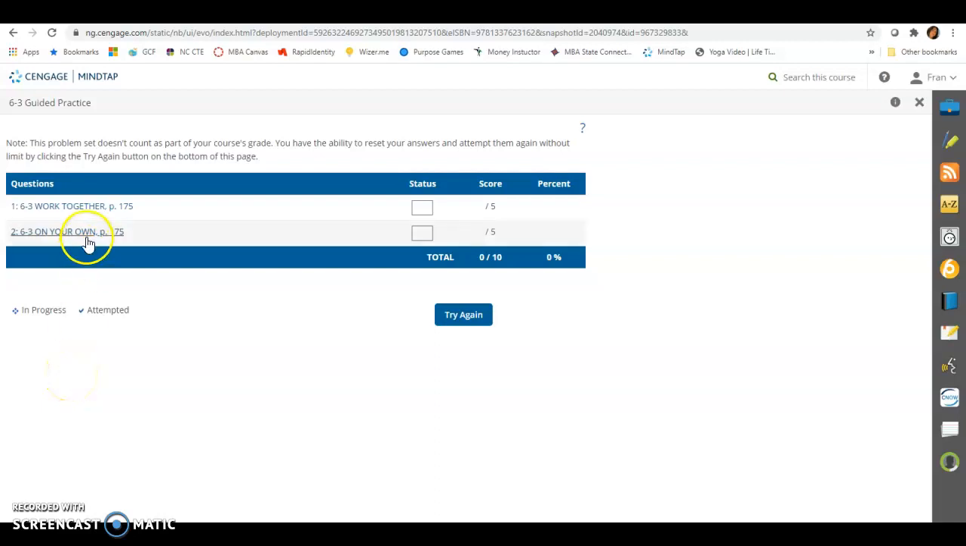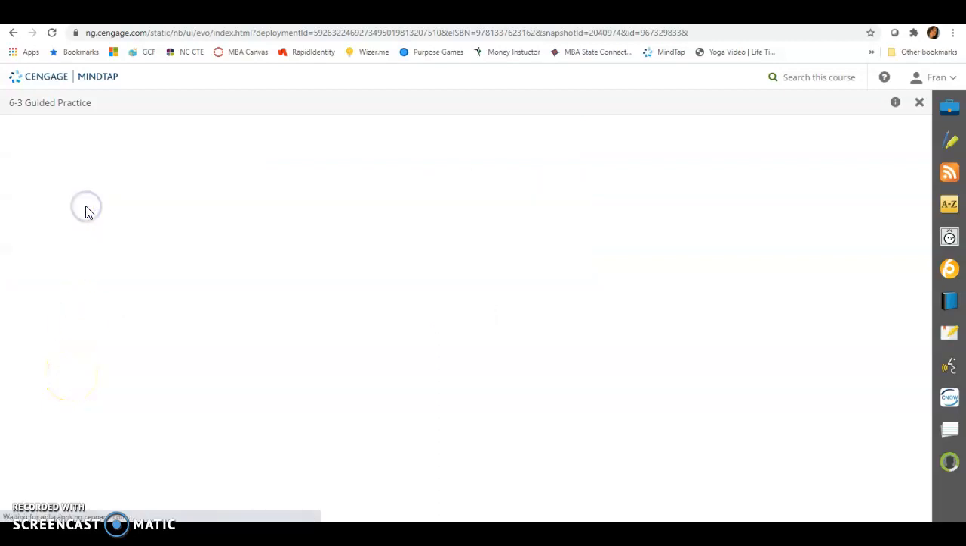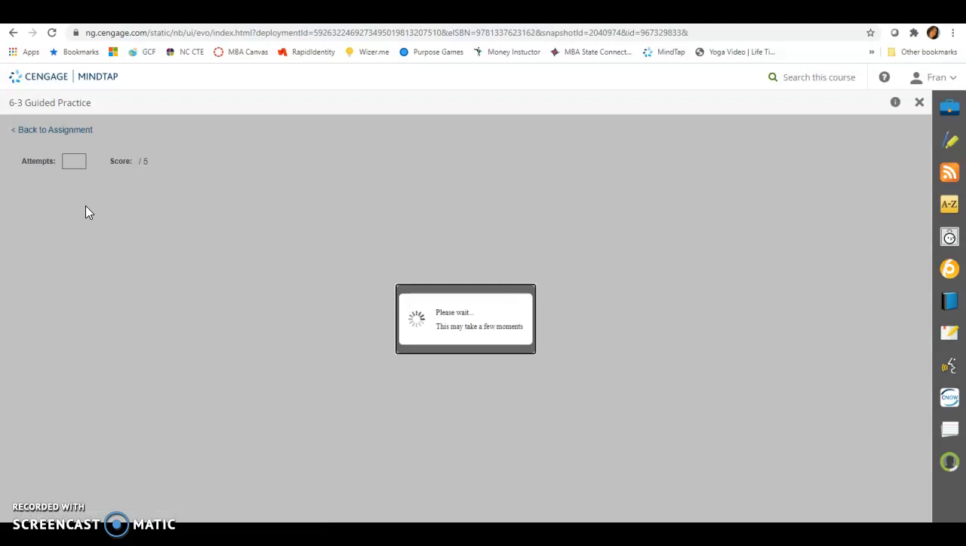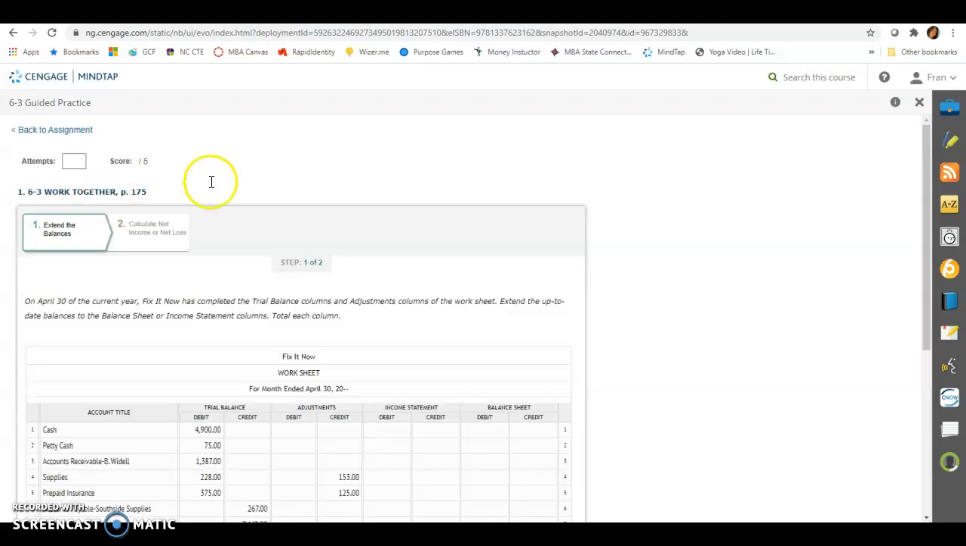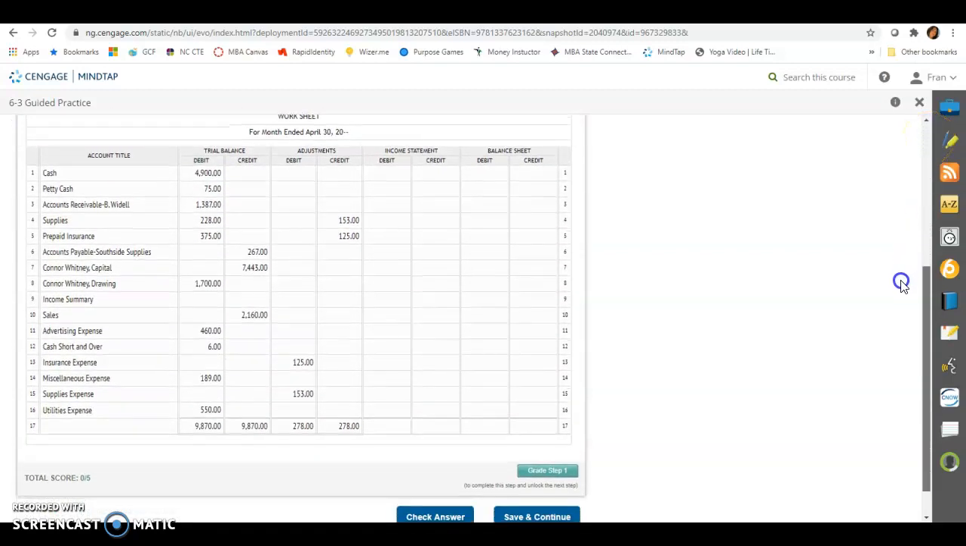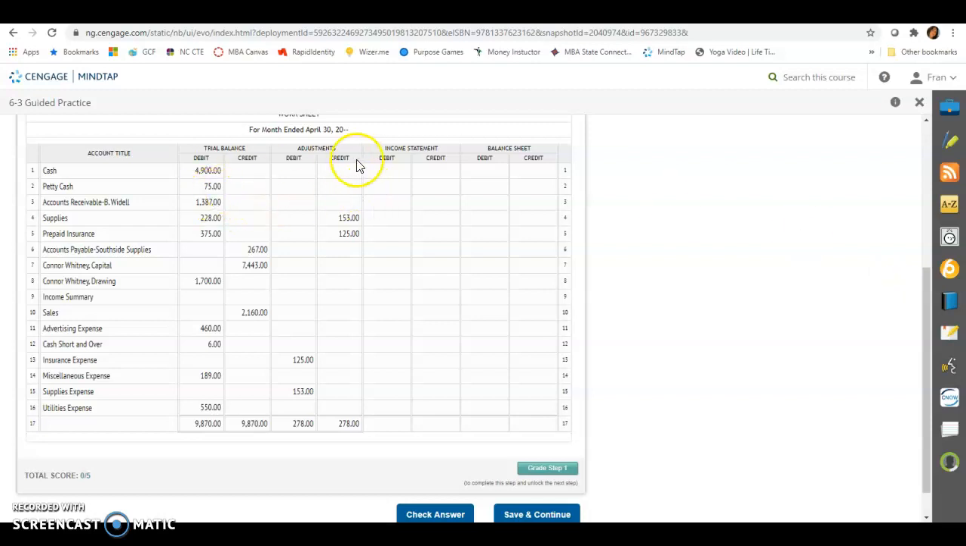Okay, next up we have 6-3, work together. This is the big one. So on this step, what we'll be doing is taking all our entries so far, and first of all we have to decide whether they go on the income statement or the balance sheet, and then we also have to calculate the adjustments when we're putting them in.